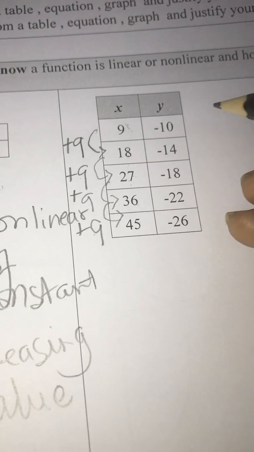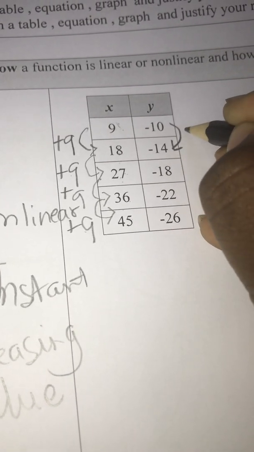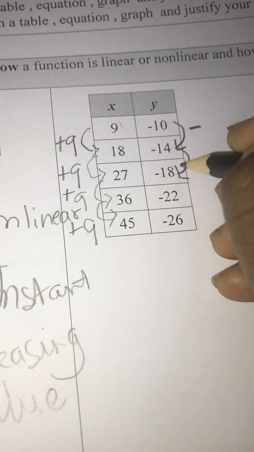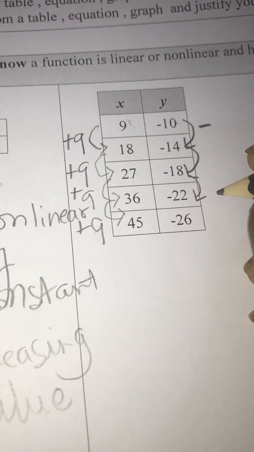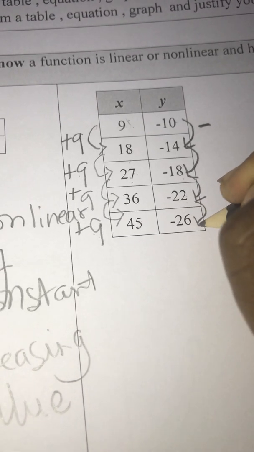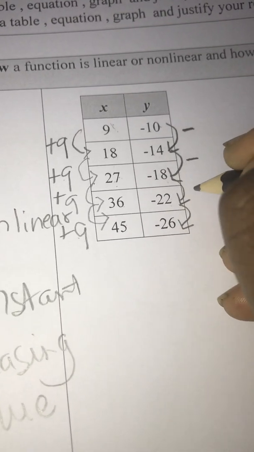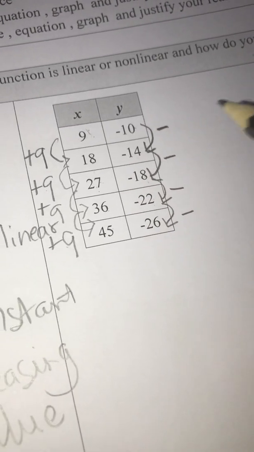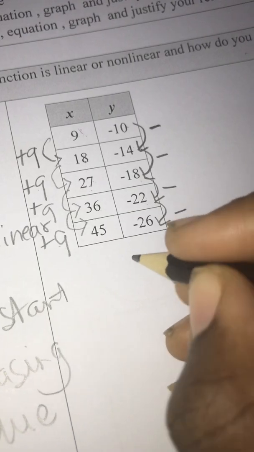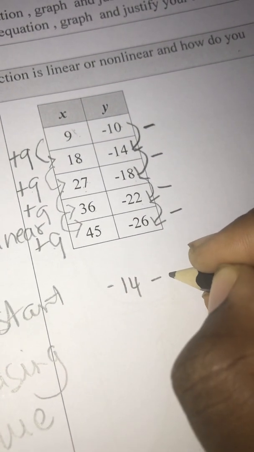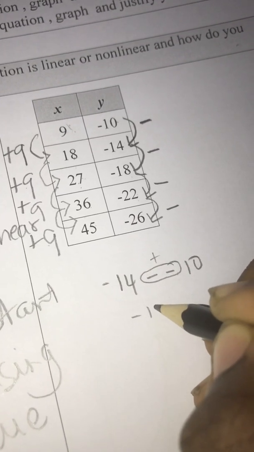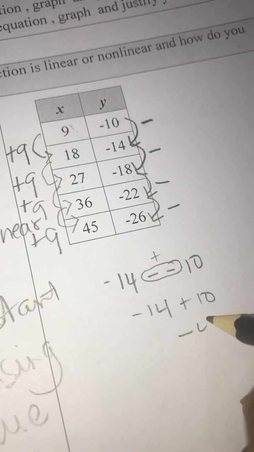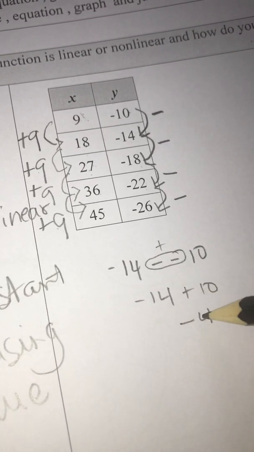What is happening here? My numbers are decreasing. They're becoming smaller. Negative 14 is smaller than negative 10. Negative 18 is smaller than negative 14. Negative 22 is smaller than negative 18. Negative 26 is smaller than negative 22. Now I need to know by how much. So what will I do? I will do negative 14 minus negative 10. That will become negative 14 plus 10, which is negative 4. So each time I will subtract 4.